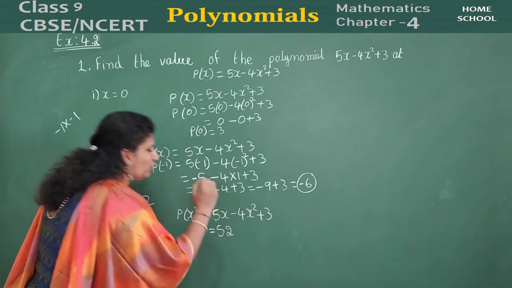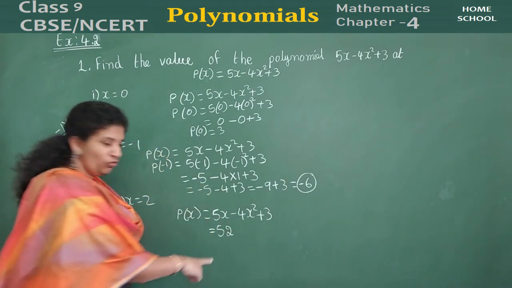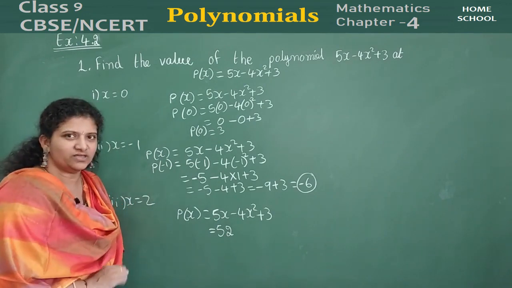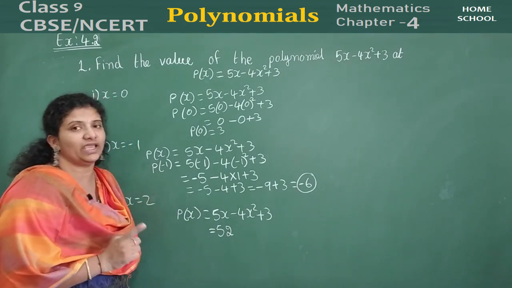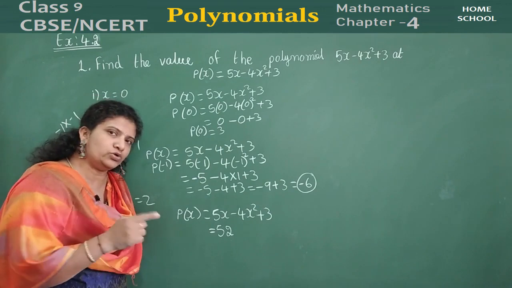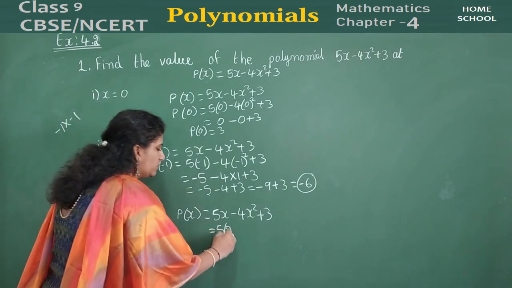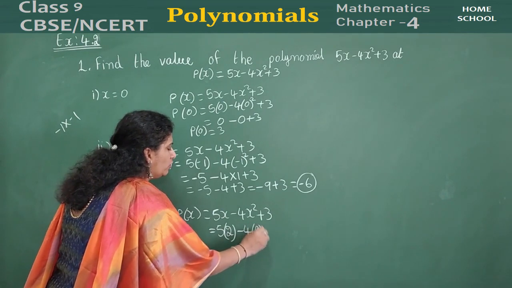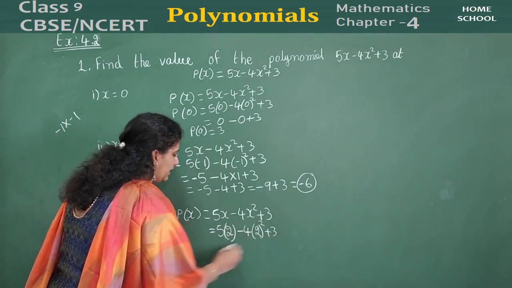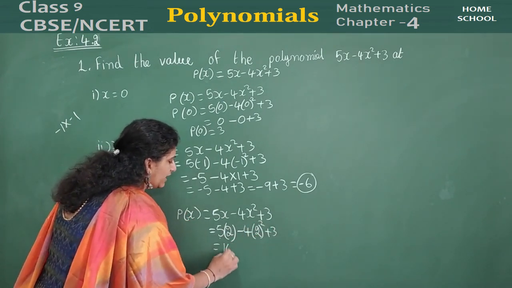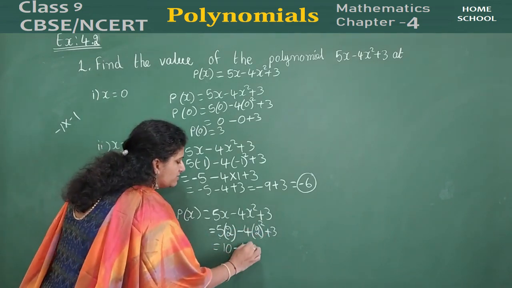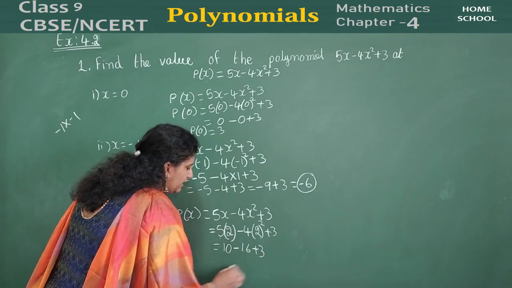5, don't write 2 like this. If you write 2 here in the place of x, what happens? 52 it becomes. So whenever you are substituting any value in a variable, use brackets. So like this: minus 4 into (2) whole square plus 3. 5 2s are 10, minus 2 2s are 4, 4 4s are 16, plus 3.